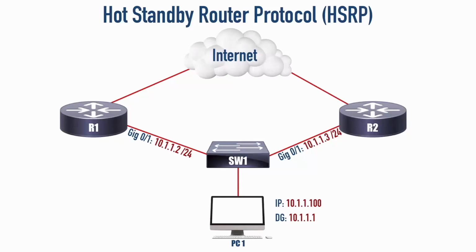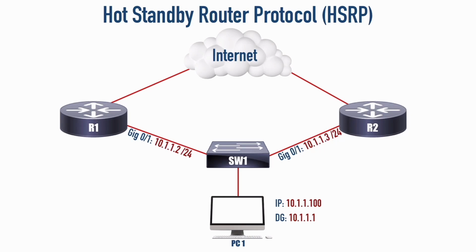In this video, we want to get an overview of FHRPs. Those are first hop redundancy protocols. And there are three of them that we need to know about in our Cisco environment. There is HSRP, VRRP, and GLBP. First, let's take a look at HSRP, and that's going to help us better understand what these FHRPs are about.